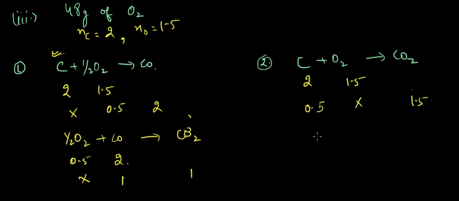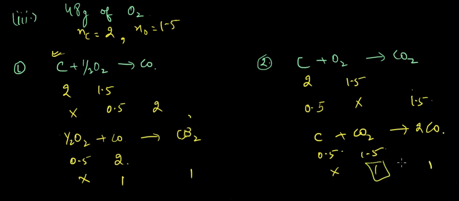Next, what will happen is this carbon atom would again be reacting with CO2 to form 2 moles of carbon monoxide. So we have 0.5 here, 1.5 here. So after the reaction, this would be getting consumed, and 1 mole of CO2 would be remaining, and again 1 mole of carbon monoxide would be remaining. So in both the cases 1 mole of CO and CO2 would be formed.